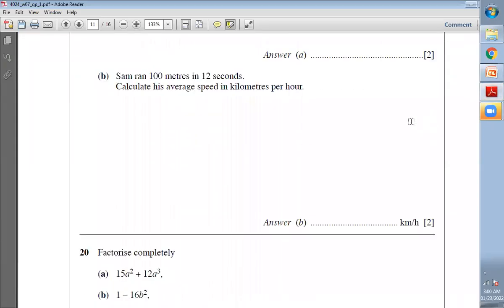Okay. Question number 19 and its B part. He says Sam ran 100 meters in 12 seconds. Calculate his average speed in kilometers per hour. You see, it's very simple. You have to find out the speed. The formula is distance divided by time. So we will apply that formula. So let me show you.